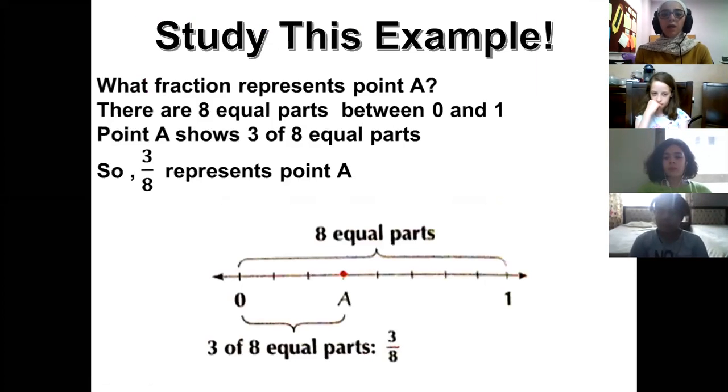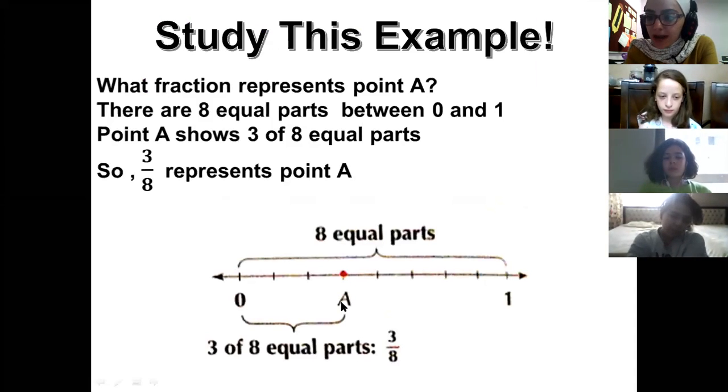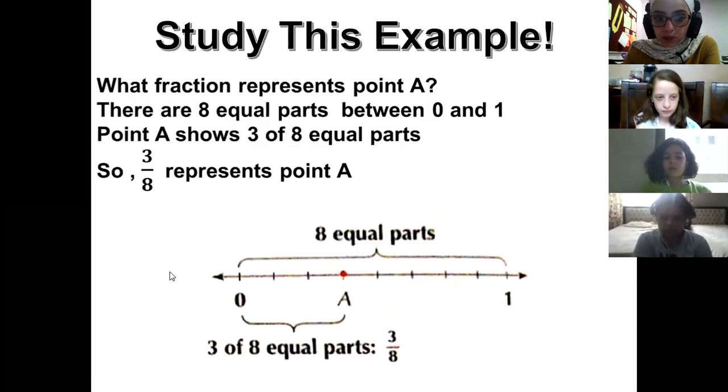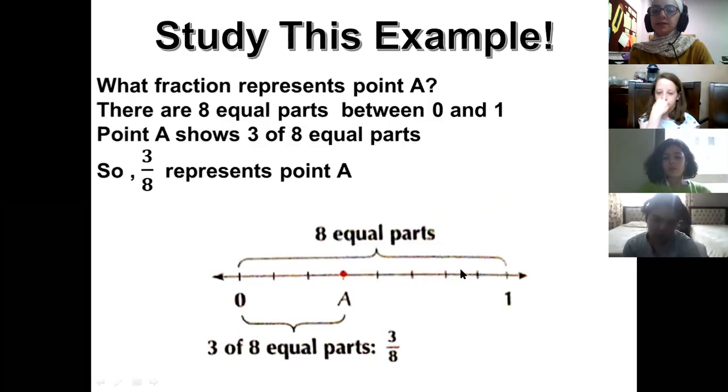Now, if you look at this example, what fraction represents point A? Look at this number line. There is 0 up to 1, and there is a red point, which is A. We need to know what fraction is represented by A here. First of all, just count all the pieces together. If you count the pieces, we have 1, 2, 3, 4, 5, 6, 7, 8 pieces together. So in the denominator, we have 8.